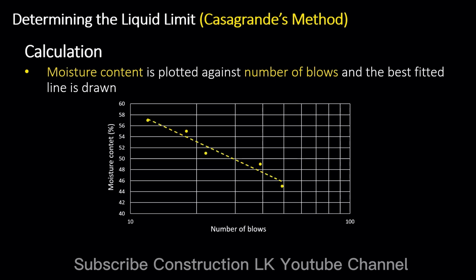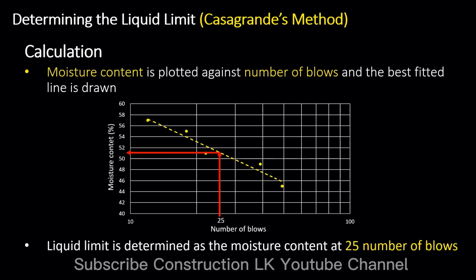Hence the test is conducted a few times and the graph is plotted with moisture content and number of blows. Here note that the number of blows should be in log scale. Once the graph is plotted and the best fitted line is drawn, you can directly determine the moisture content corresponding to the 25 number of blows. This is known as the liquid limit of the sample.